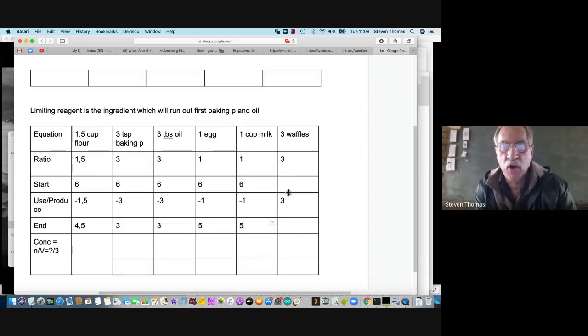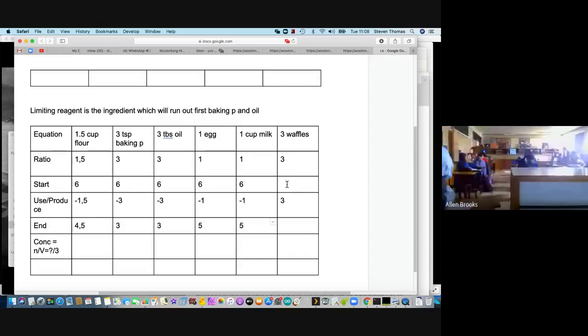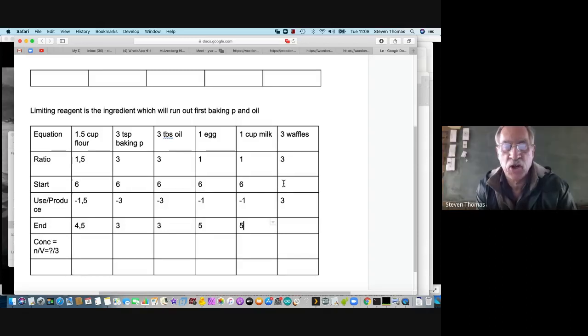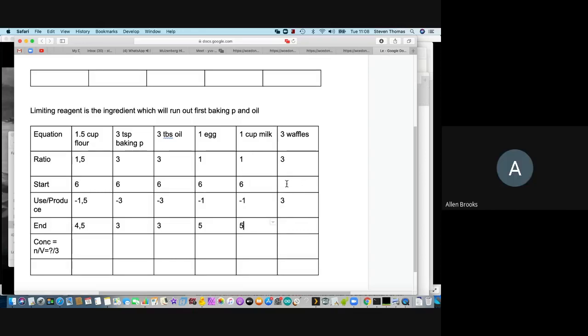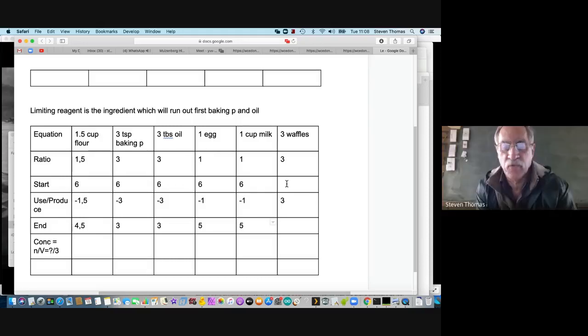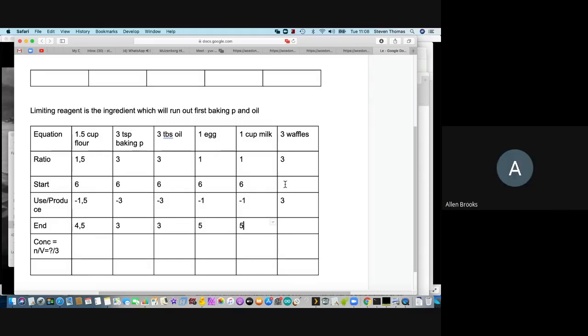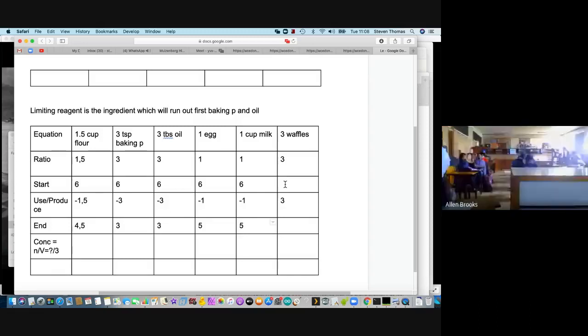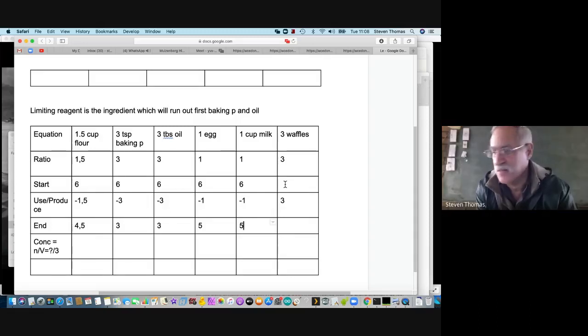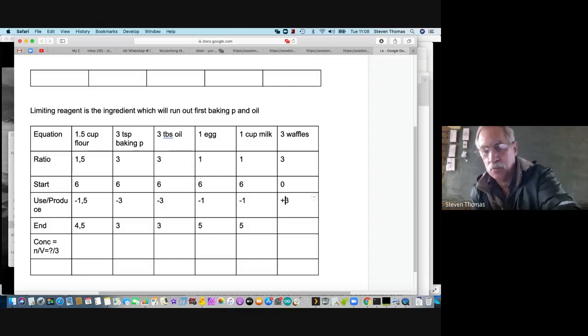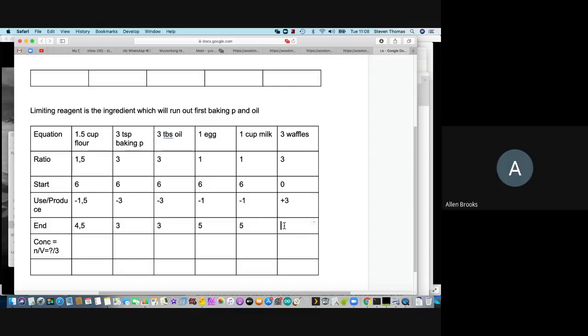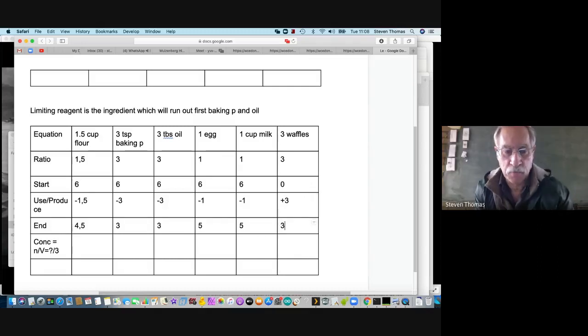Now, how many waffles did I start with? At the start, how many waffles were there? Before I started. At the start of the lesson, how many waffles were there? 0. And I made plus 3. So I ended with 3.